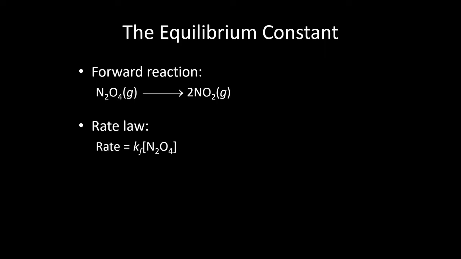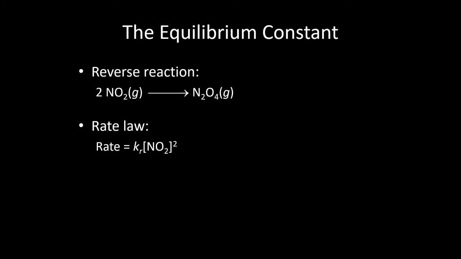So we're going to take a little bit closer look at that here. We have a reaction that's happening. Specifically here, N2O4 is decomposing to make 2NO2, and the rate law for this is just the rate is equal to Kf, the F here stands for forward, times the concentration of N2O4. So this equation describes the rate for that forward reaction.